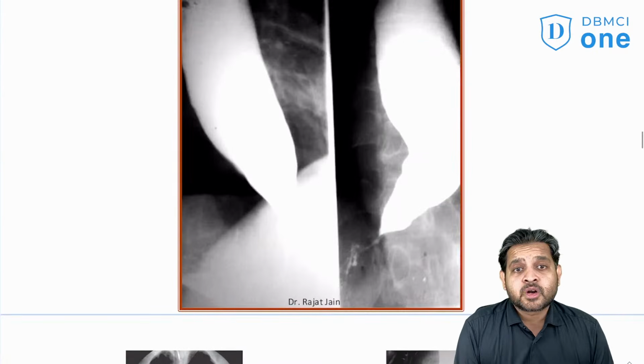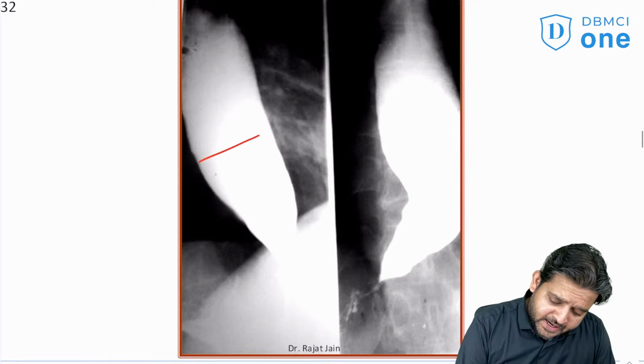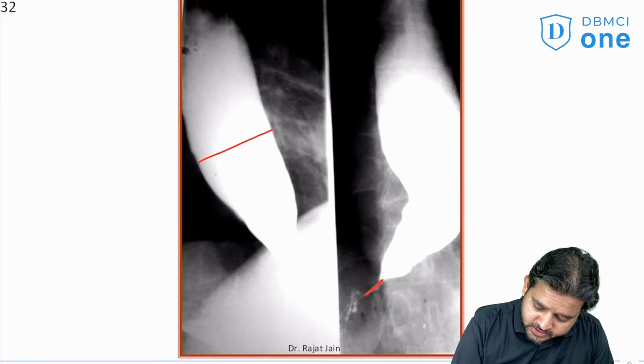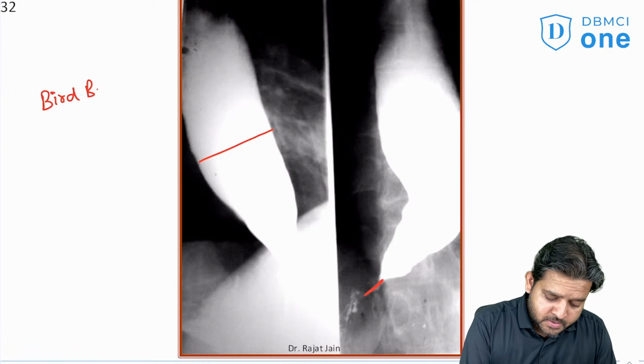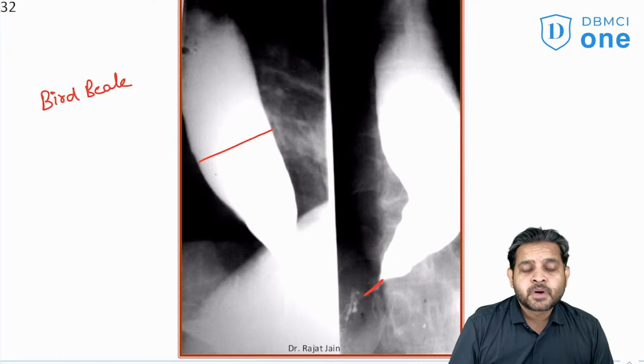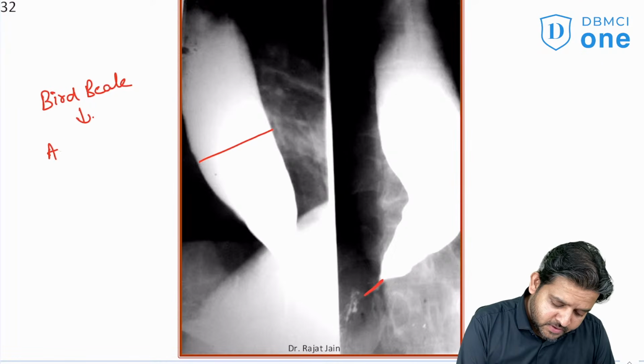Now, what are the abnormal images? If you see a dilated esophagus with a narrowed distal end of the esophagus, what is this called? Bird beak appearance. Bird beak appearance is a feature of achalasia.